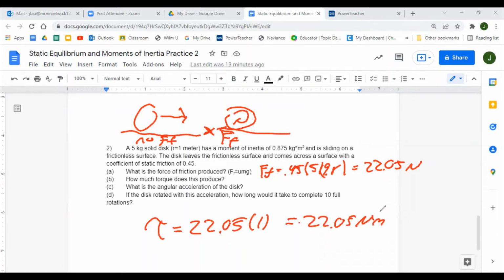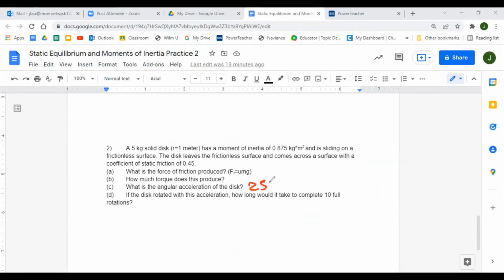What is the angular acceleration of the disc? Well, 22.05, that's our torque, equals I, and the I was given to us this time, 0.875, times alpha. So divided by 0.875, we get 25.2 radians per second squared.